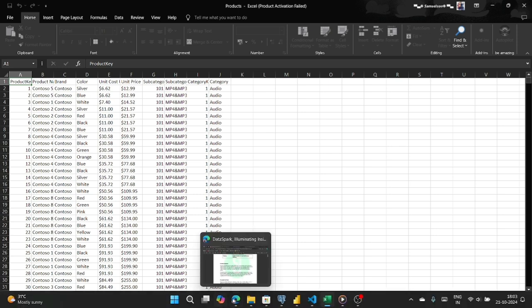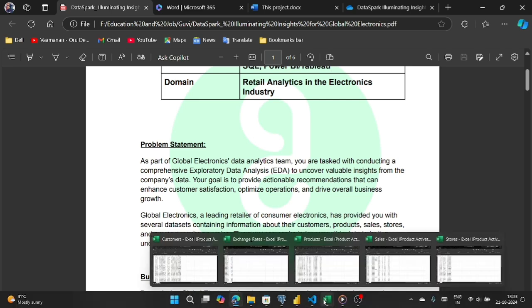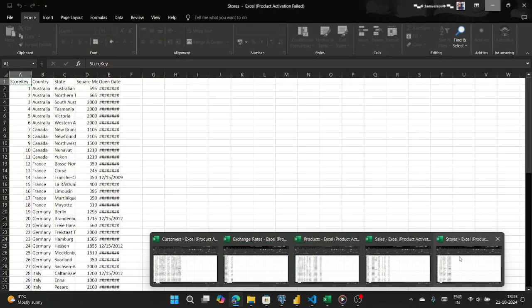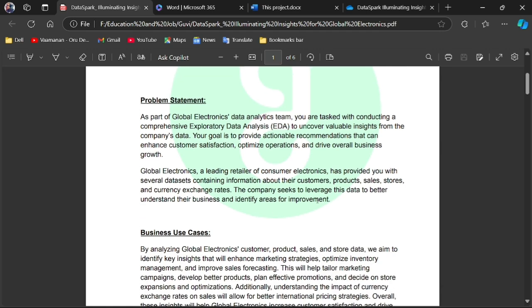Then stores. Global Electronics has many stores around the world, a total of 64 stores. They sell electronic products. And the currency exchanges: if you are going to compare currencies around the world, there are so many currencies like rupees, dollars, pounds, euros. So we are going to compare every currency with exchange rates.